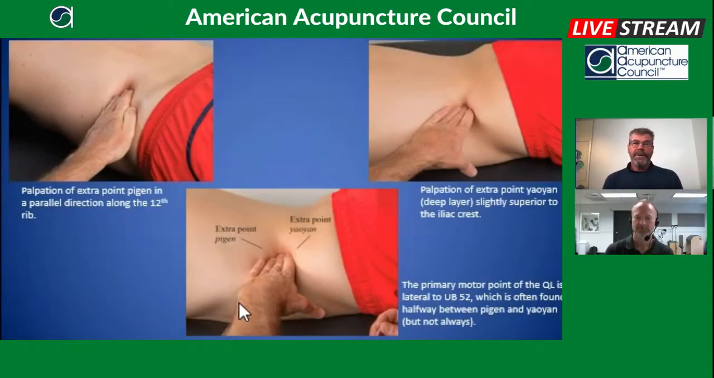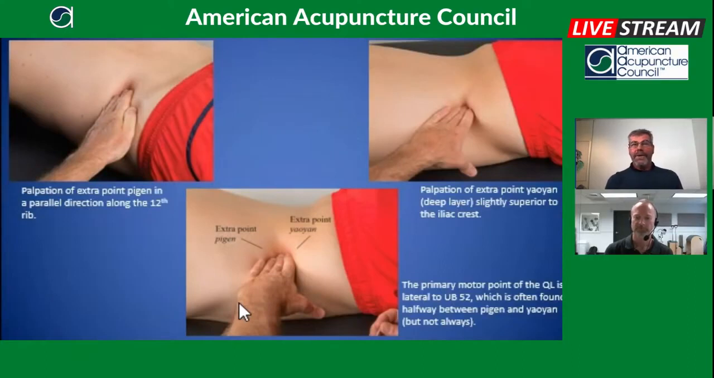With the Quadratus Lumborum, I'm sure all of us have needled that quite a bit. Being an educator and seeing a lot of people needling the Quadratus Lumborum, palpation is everything here. You need to make sure you are actually on the QL, on the deeper layer. I see a lot of students actually needling the iliocostalis, which is going to get results, absolutely, but it's not needling the Quadratus Lumborum, so it's a different intent there.